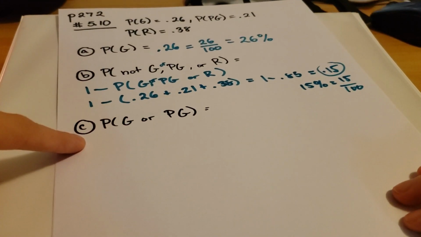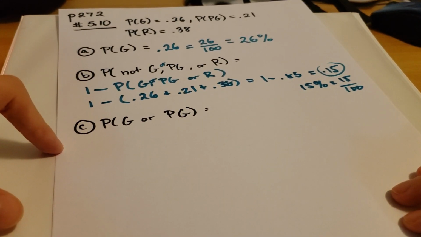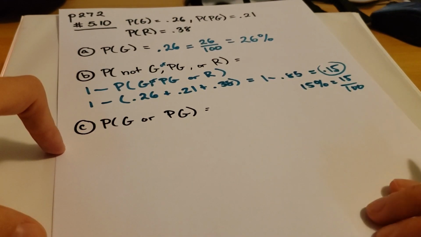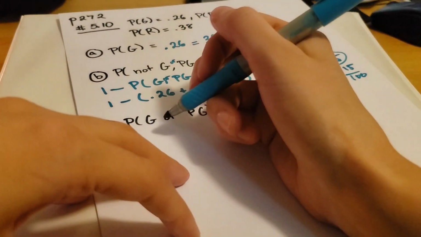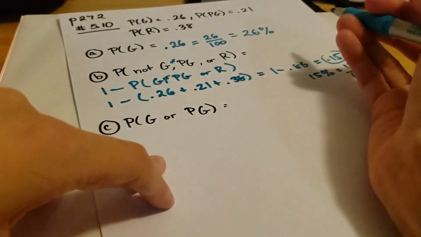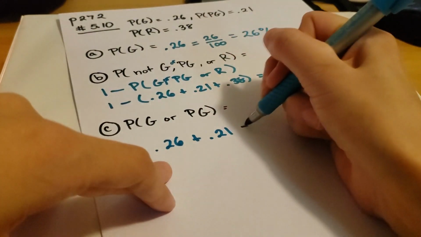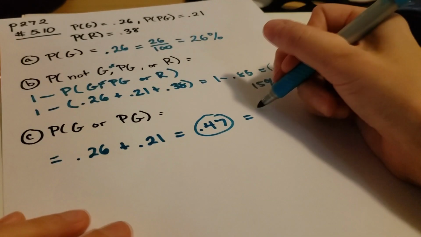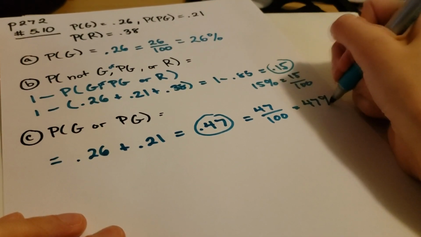Okay, now the next one that we have here is like an easier version of this problem. Here they're asking us to find the probability that a movie picked at random is rated either G or PG. Again, we are going to make use of the fact that these are mutually exclusive events. There's no overlap between them. So this probability is just going to be equal to 0.26 plus 0.21, and we're going to get 0.47, which we also could have expressed as 47 over 100, or we could have expressed this as 47%.